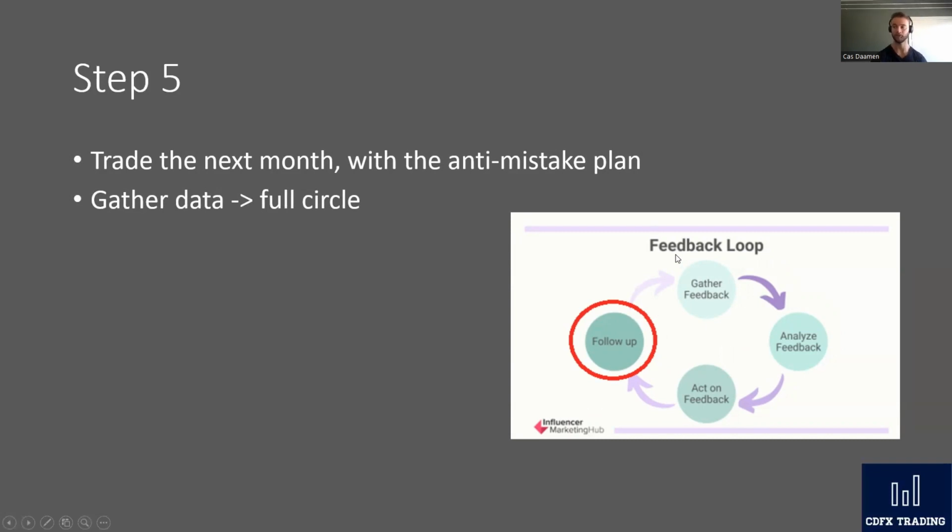So then it's month 2, and you're doing this again. You're gathering the feedback on your trades. End of month 2, analyze the feedback that you got. Did you follow your plan? Did you miss anything? What went right? What went wrong? Did you have any emotions? Act on the feedback. Ask yourself the right questions and build a plan. Then execute the plan and gather feedback again.